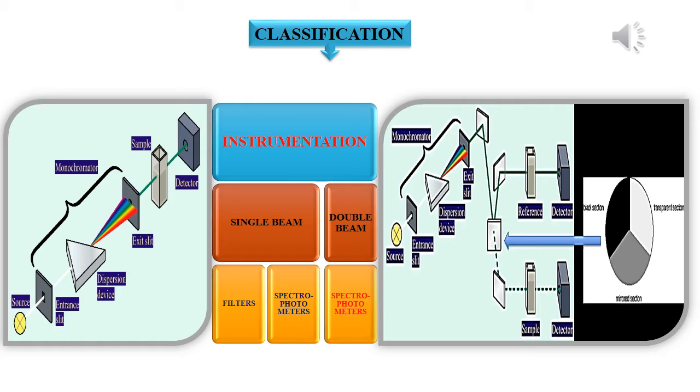You can see the schematic representation of both single beam and double beam. On your left hand side you can find single beam instrumentation, on your right hand side you can find double beam instrumentation, where the parts given: source, entrance slit, dispersion device. For single beam I am saying source, entrance slit, dispersion device, exit slit. This from entrance to exit are called as monochromators, then sample, then detector.